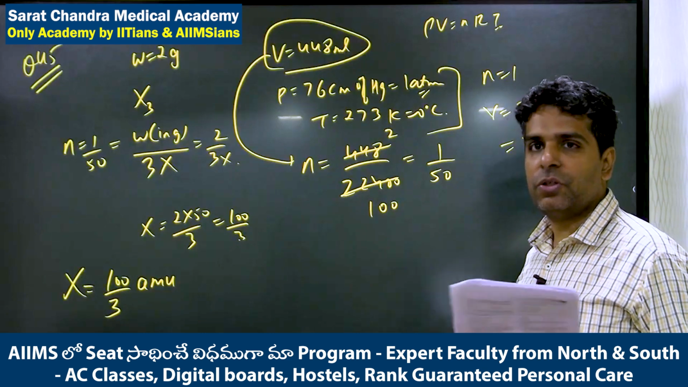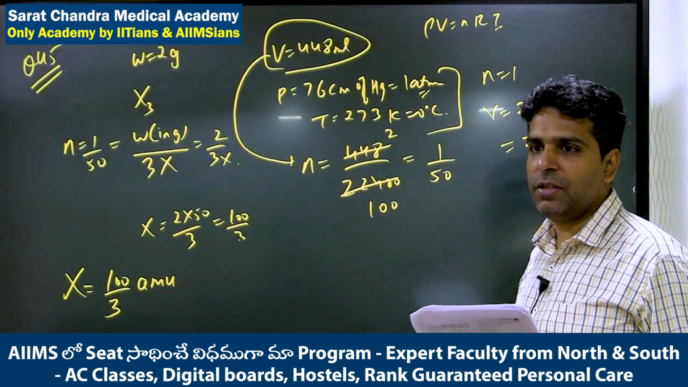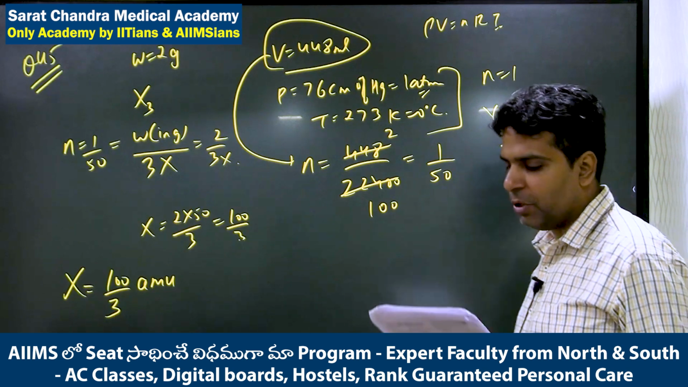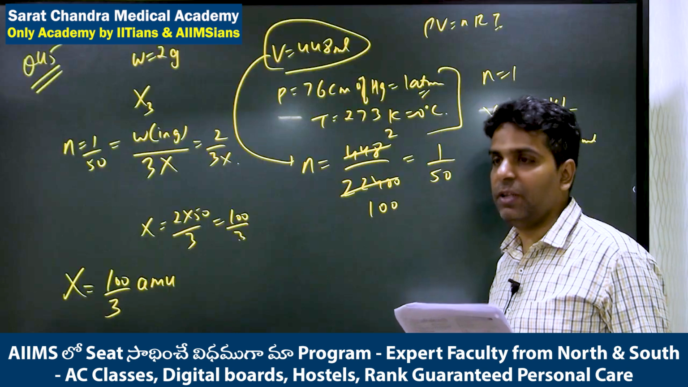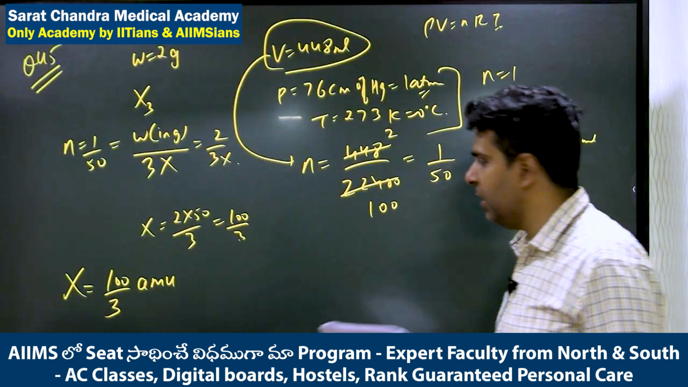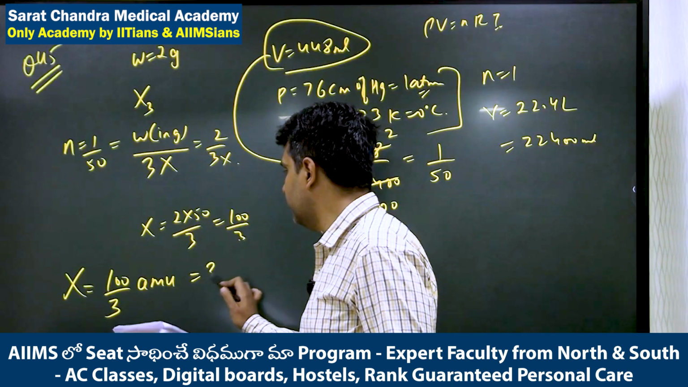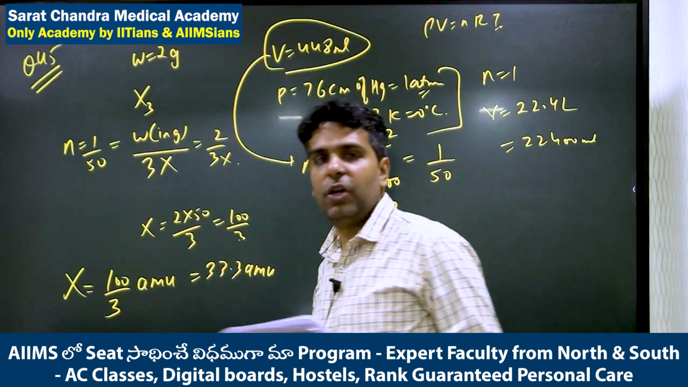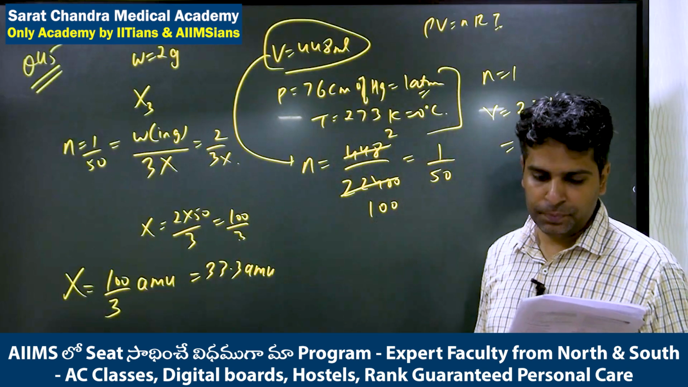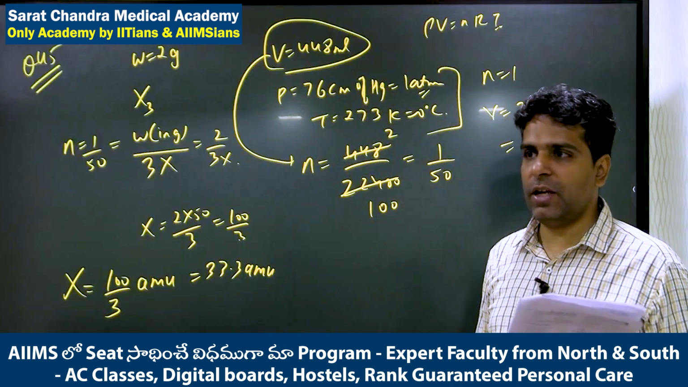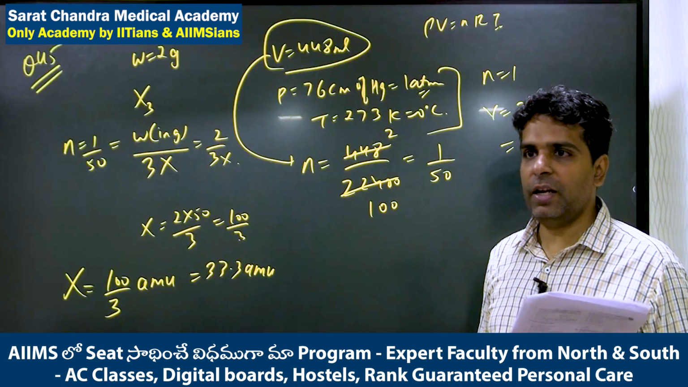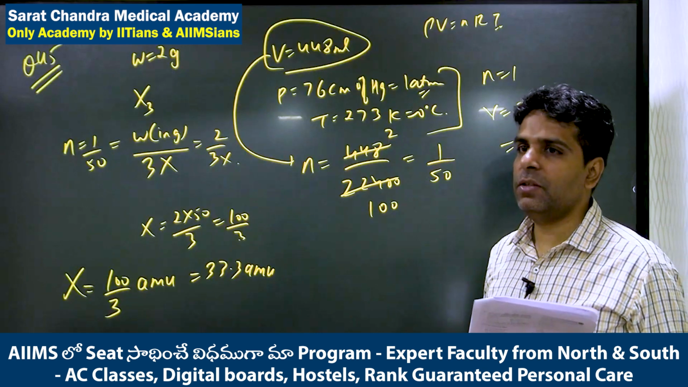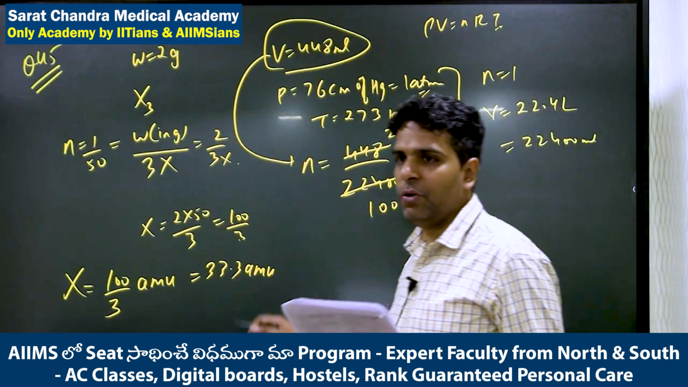Now look at the options. So first option is not the answer, right? Third option, C option is also not the answer. It is 33.3 AMU, not 33.3 grams. So this is 33.3 AMU, not grams. So C option is also not the answer, and D option is also not the answer. Till here, any doubts? Now for B option, what we have to do is change AMU into grams.